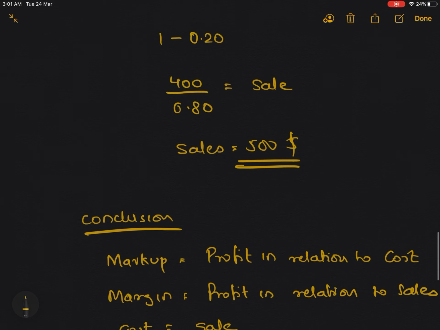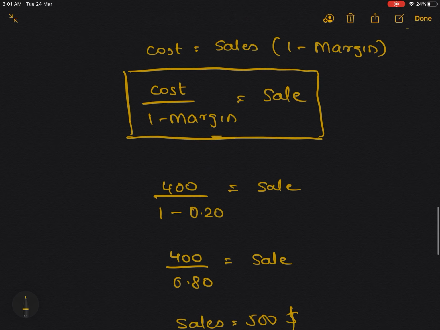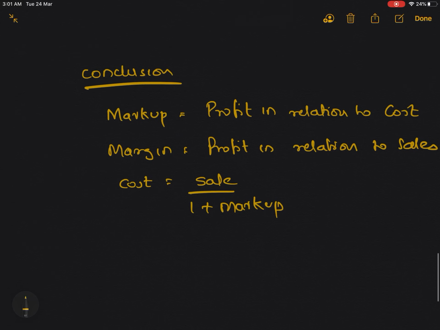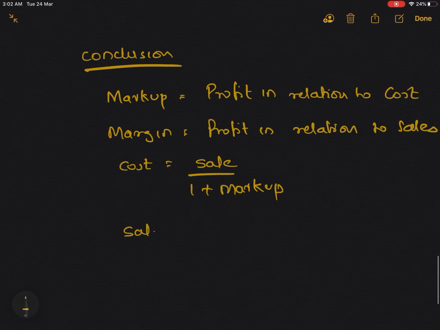and we also learned this formula, that is sales is equal to cost upon 1 minus margin.